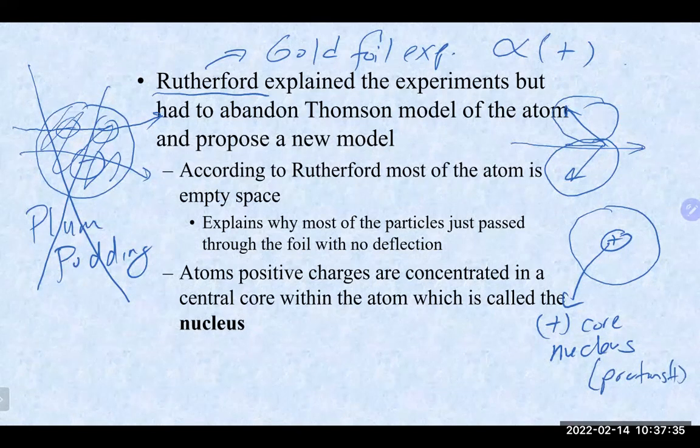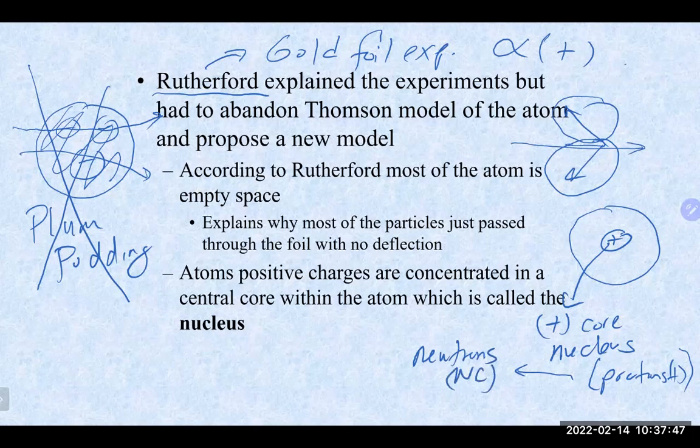And also later on, as we'll talk about in just a second, that's also where our neutrons are, which have no charge. In like 1930 or so, they were discovered as well. The other idea was that we have our electrons traveling randomly, if you will.